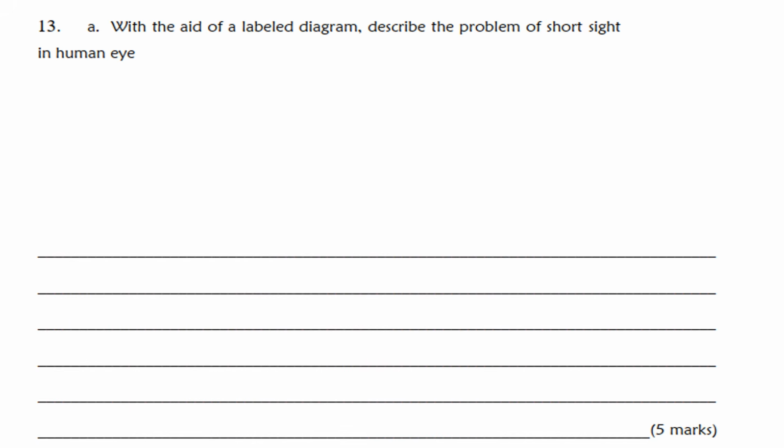Thank God we have come to the end. This is question number 13. With the aid of a well-labeled diagram, describe the problem of short sight in the human eye. Short sight, which is also called myopia, is when one is able to see objects that are closer but fails to see objects that are far away.